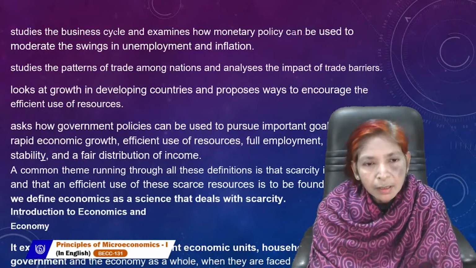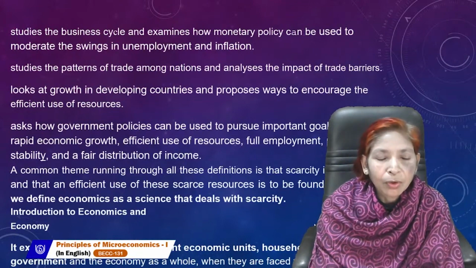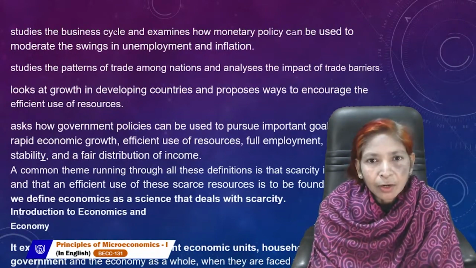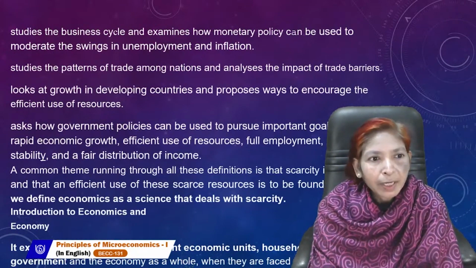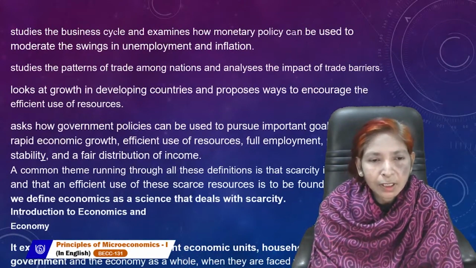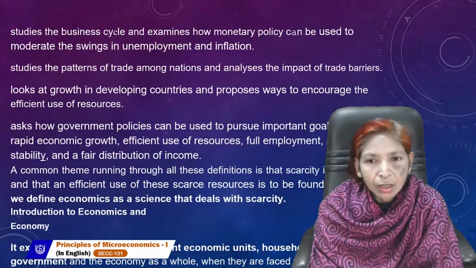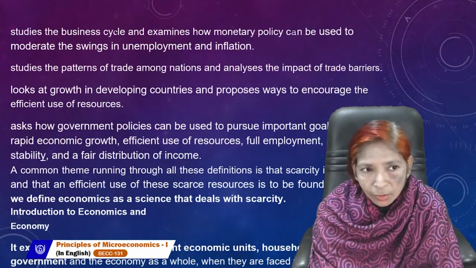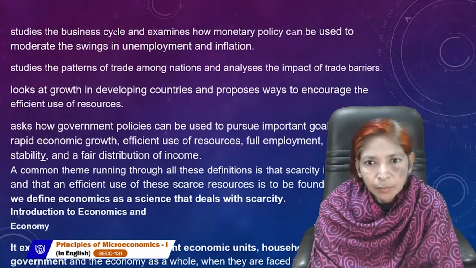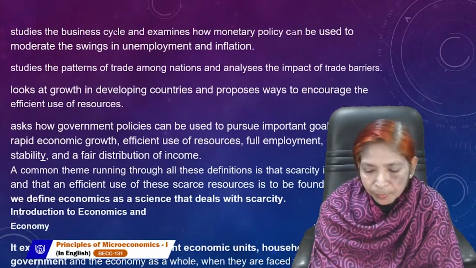In your syllabus, you will study microeconomics in this program, code BECC 131. So this is part of macro, trade barriers. Each and every developing country wants to achieve a high growth rate of the economy. So we will discuss in this unit how the economy can grow. It looks at growth in developing countries and proposes ways to encourage the efficient use of resources.